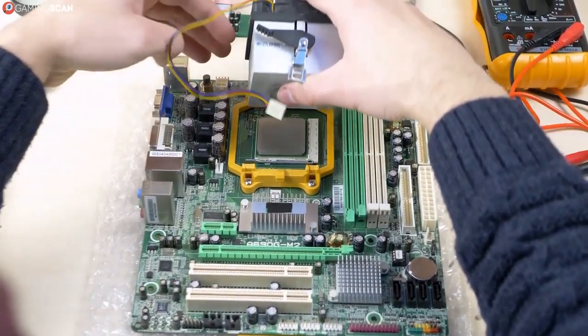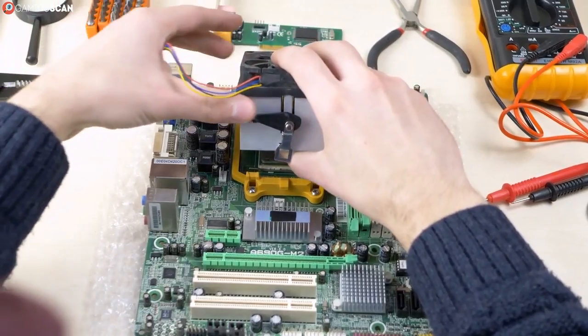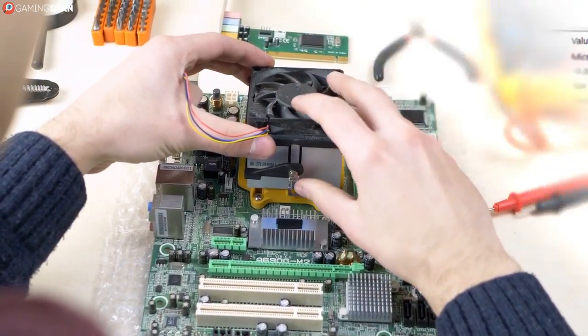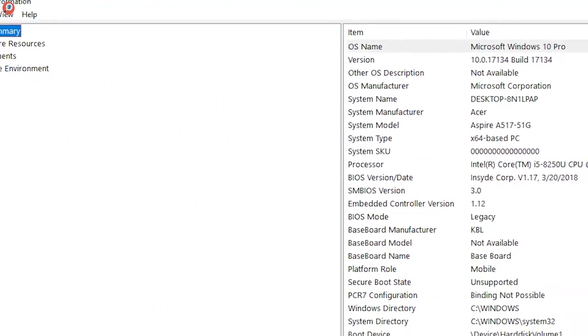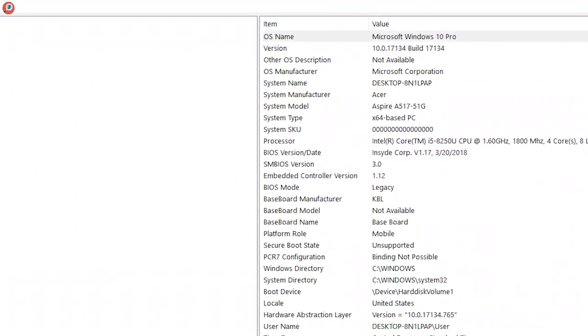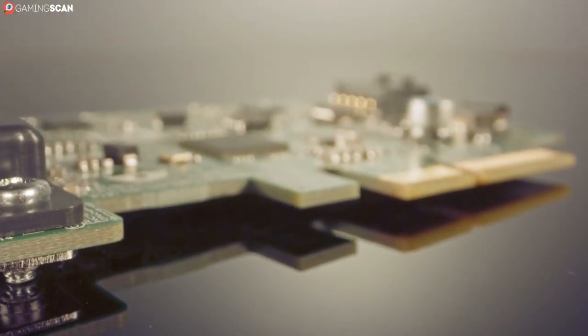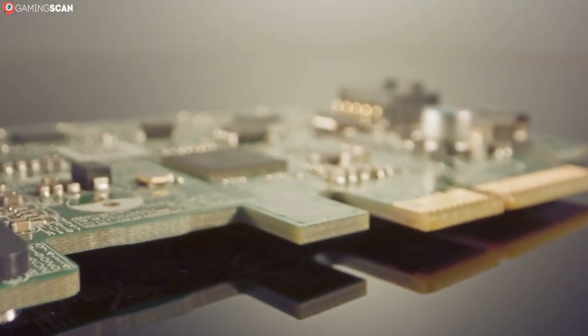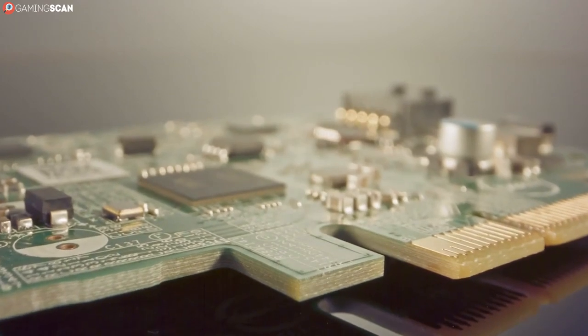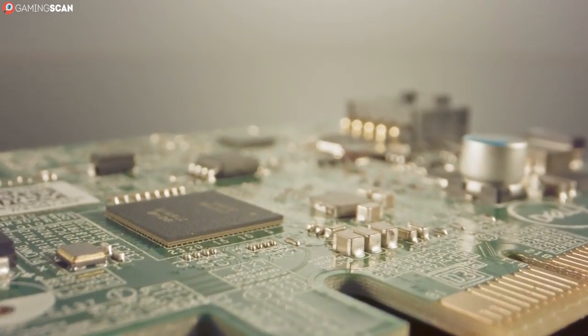Now, in case you don't know whether you have a DDR3 or DDR4 motherboard, here's how you can check. Just search for System Information and then Other System Summary. You'll be able to see which motherboard you have in the System Module field. Once you have this tidbit of information, you just find that model on the manufacturer's website and check to see which iteration of DDR you're dealing with.